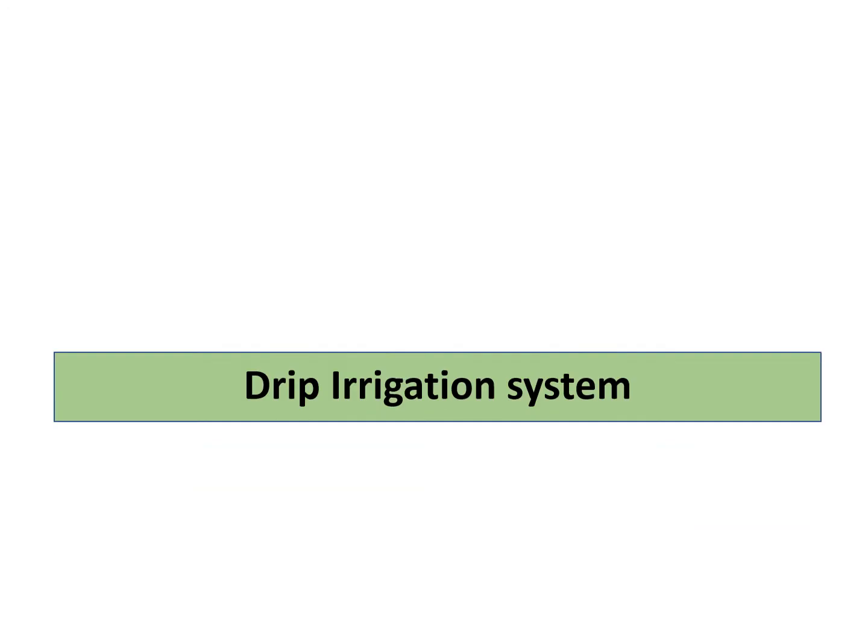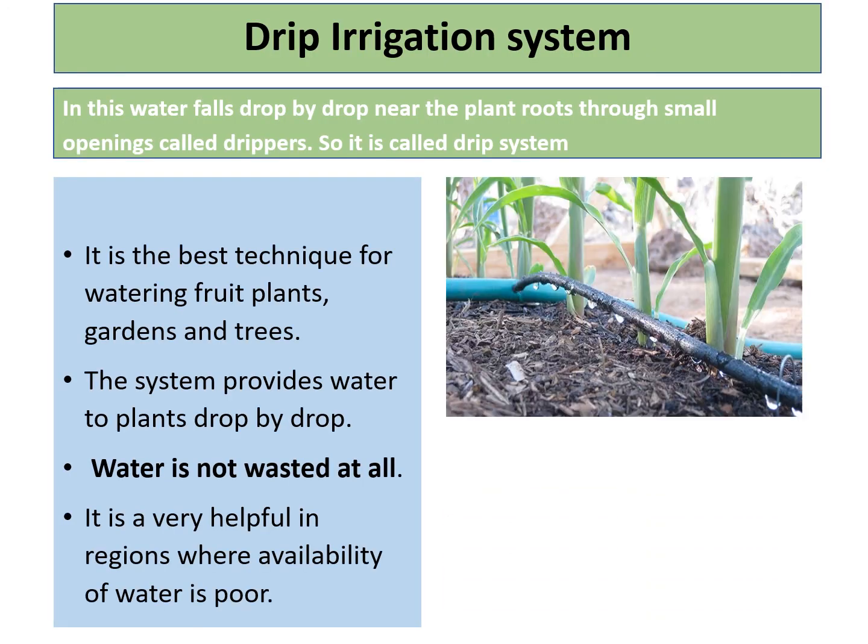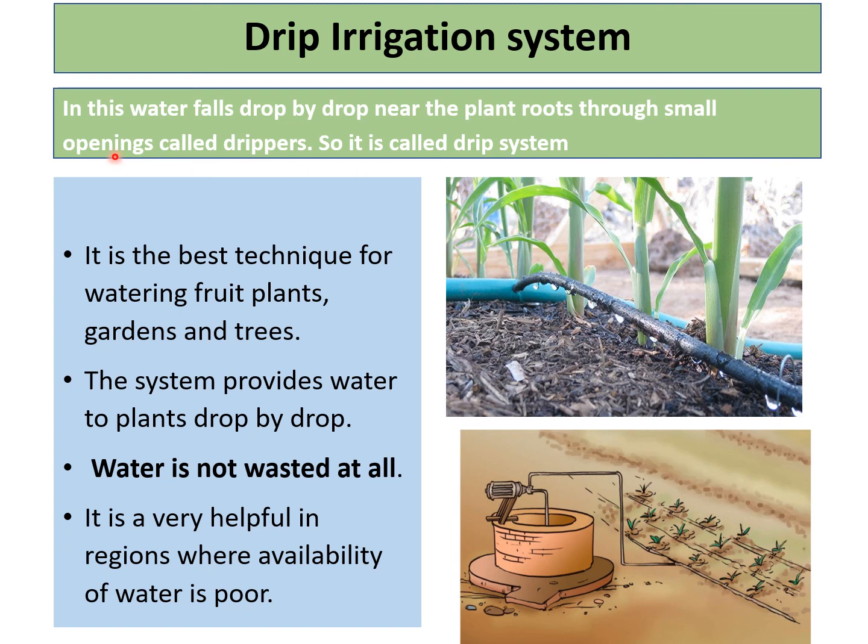The next method is the drip irrigation method. In the drip irrigation method, water falls drop by drop near the plant roots through small openings called drippers. So it is called a drip system. You can see in the picture, these are the pipes which are present right near the roots of the crops. Water comes drop by drop and is added just over the roots of these plants. The water comes through small holes, which are known as drippers.